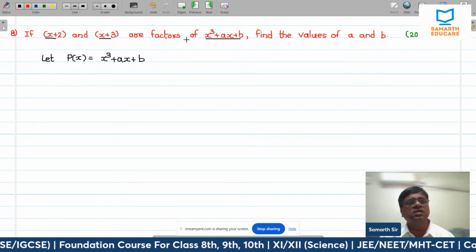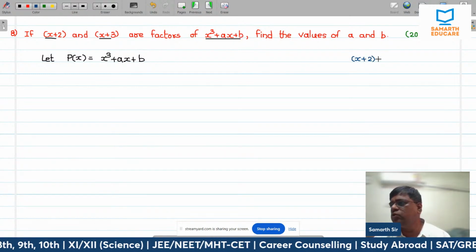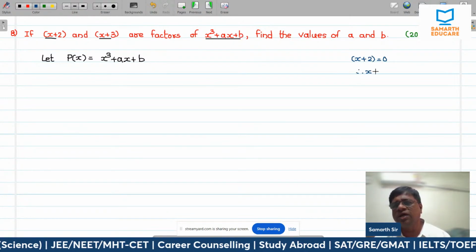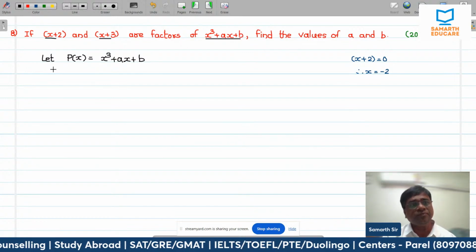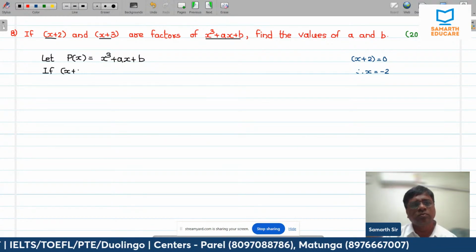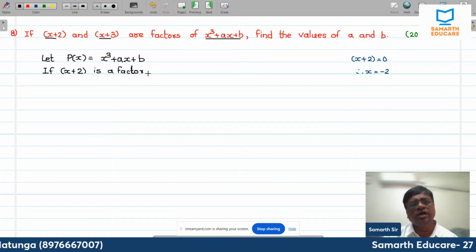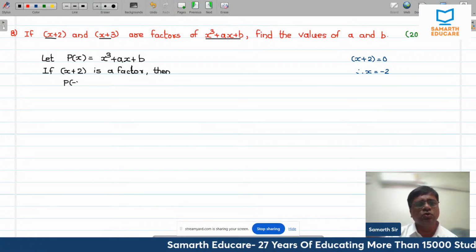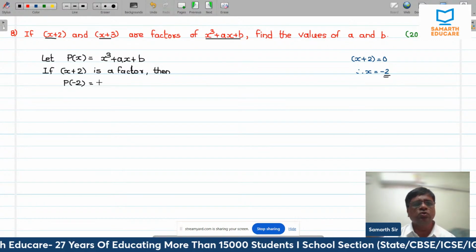Now the first factor is x plus 2. So when x plus 2, I equate it to 0, I get value of x as minus 2. All right. Now, if x plus 2 is a factor, then what will happen? इसका मतलब होगा p of minus 2. कहाँ से minus 2 है? यहाँ पे चेक कर लो, हमने कैलकुलेट करके रखा है. p of minus 2 becomes 0.